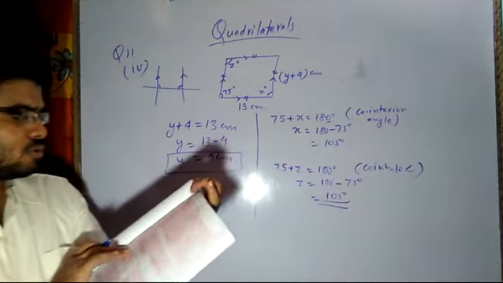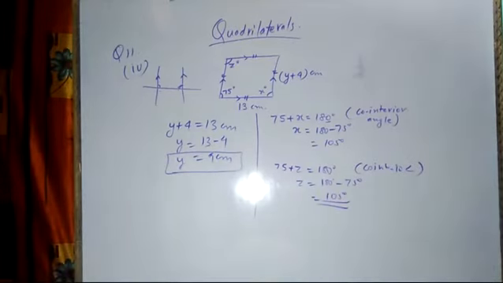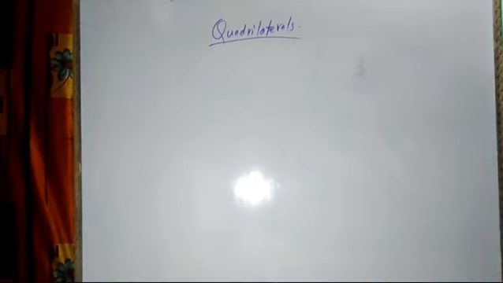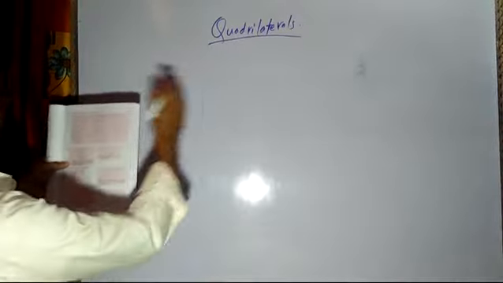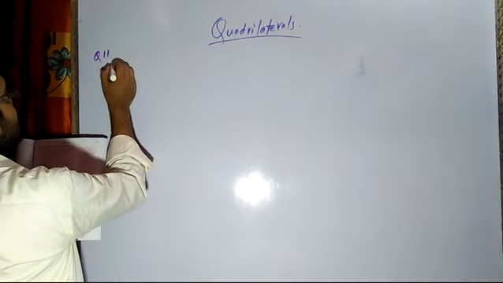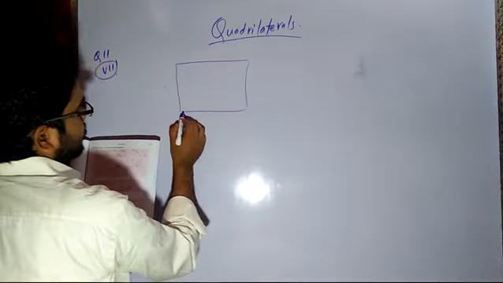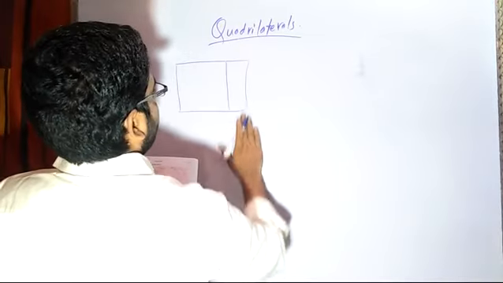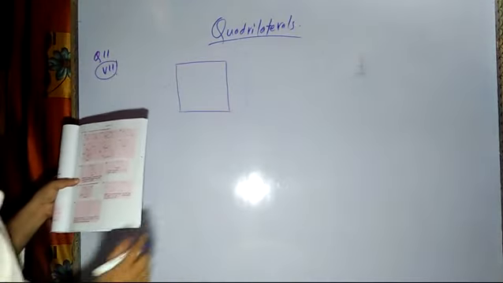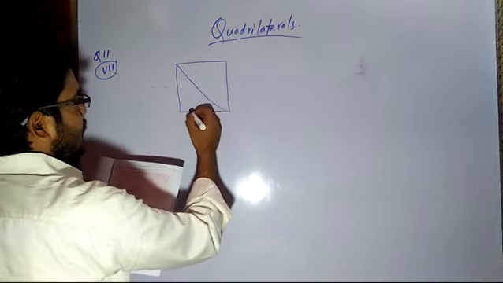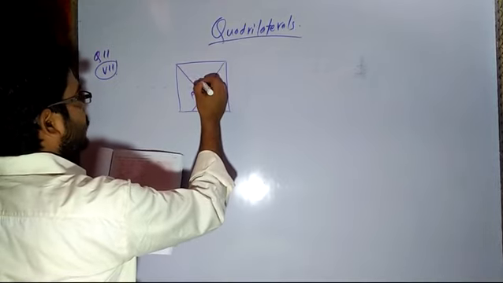Now I have to solve question number 11, subpart 7. For that I have to clean the board, so let me clean the board first. The next question is question number 11, subpart 7. Here it is a square, in which one diagonal is here and another one is like this. Here it is mentioned as P, and this angle is equal to 83.